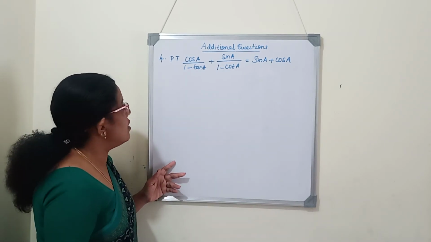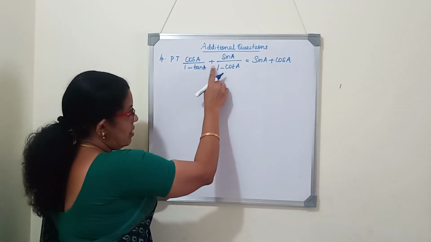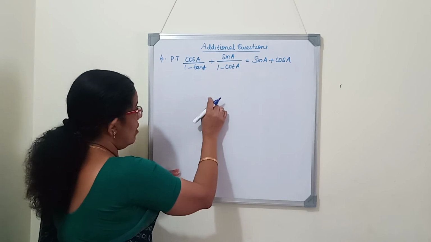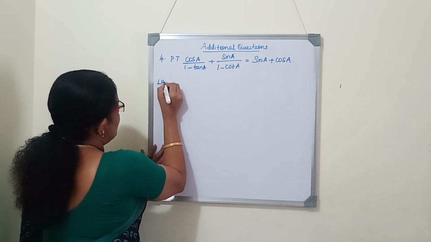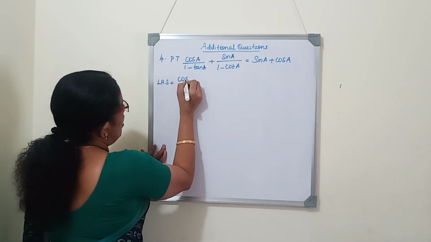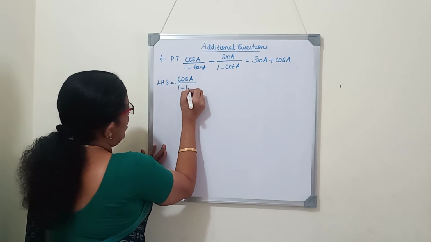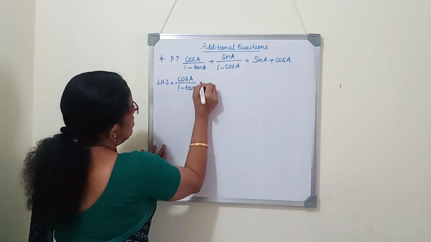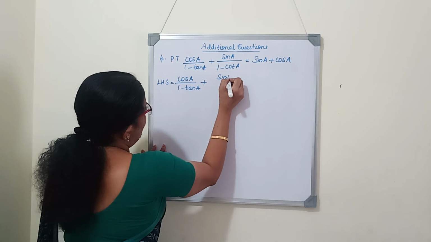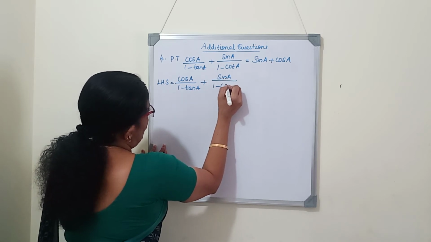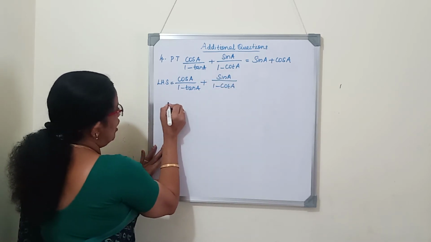Prove that cos A by 1 minus tan A plus sin A by 1 minus cot A is equal to sin A plus cos A. So we'll start with LHS: cos A by 1 minus tan A plus sin A by 1 minus cot A. Now here tan and cot we will change.